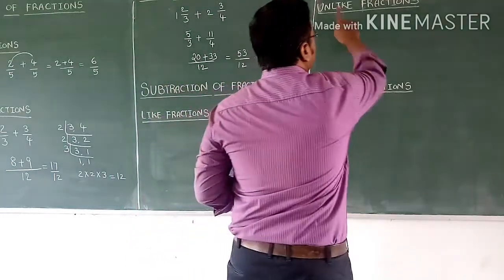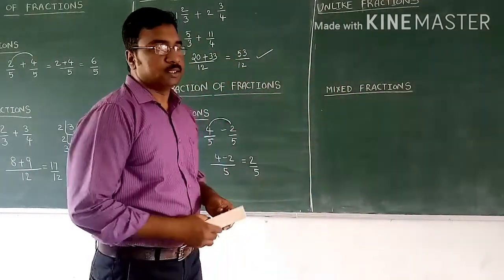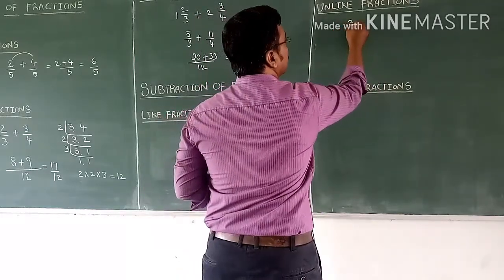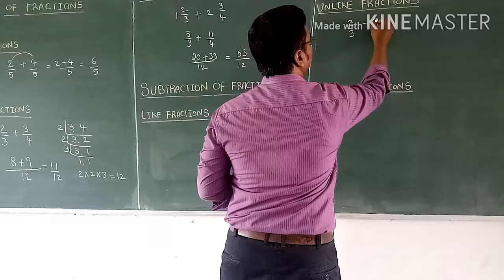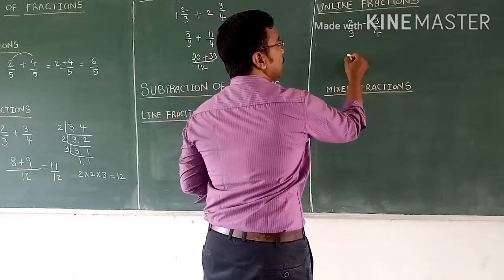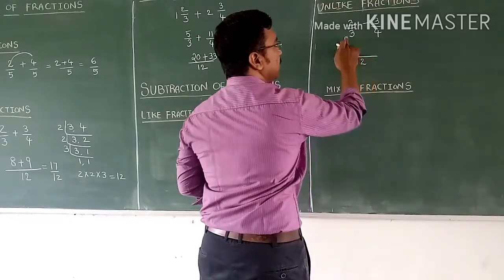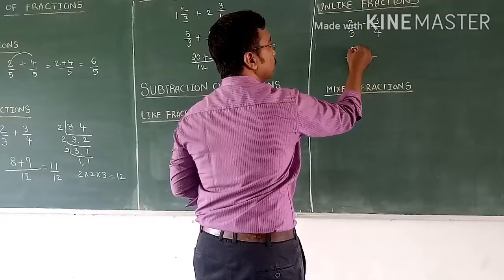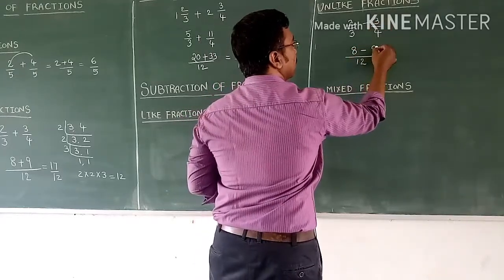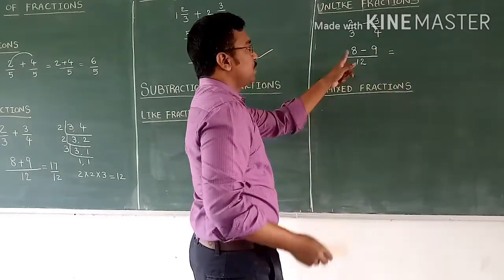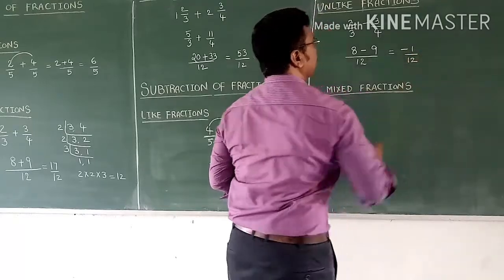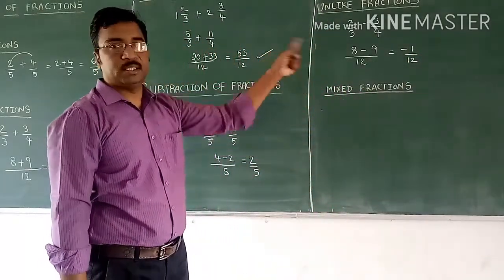Now see subtraction of unlike fractions. See here, I am taking unlike fractions 2 by 3 minus 3 by 4. These two are unlike fractions. The LCM of 3 comma 4 is 12. 3 divides 12 by 4 times. 4 into 2, 8. 4 divides 12 by 3 times. 3 3s are 9. So 8 minus 9, minus 1 by 12. So we can do the subtraction of unlike fractions in this way.